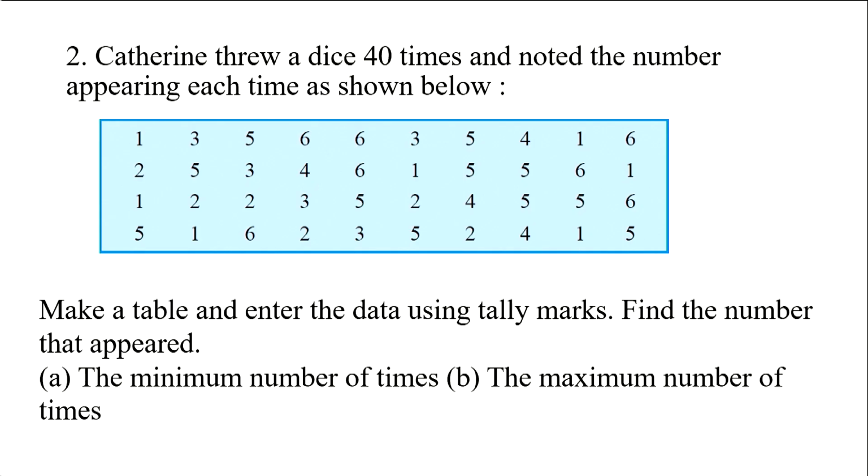The second question is, Catherine threw a dice 40 times and noted the number appearing each time as shown below. Make a table and enter the data using tally marks. Find the number that appeared the minimum number of times and the maximum number of times.